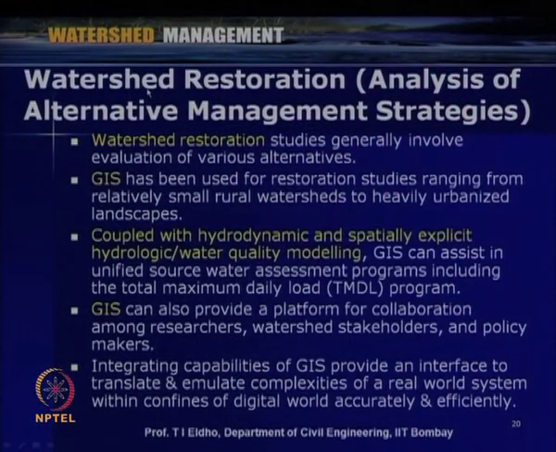Then also GIS can be used for watershed restoration. That means various alternative management scenarios we can generate and then assess. Watershed restoration studies generally involve evaluation of various alternatives. So, various scenarios we can generate, and then we have to evaluate those scenarios and identify which will be the best solution. The GIS platform can be used for that purpose. GIS has been used for restoration studies ranging from relatively small rural watersheds to heavily urbanized landscapes. So, that way we can effectively utilize GIS.